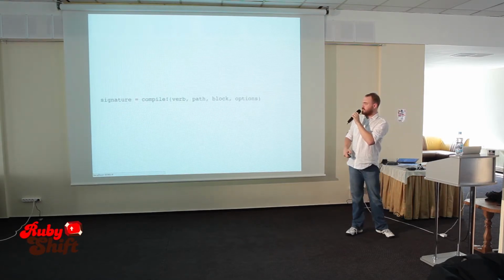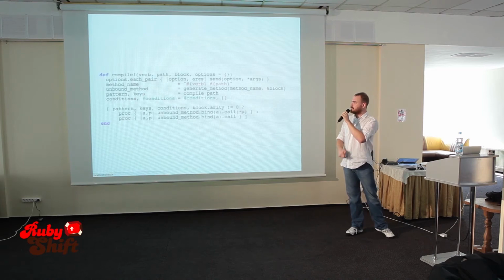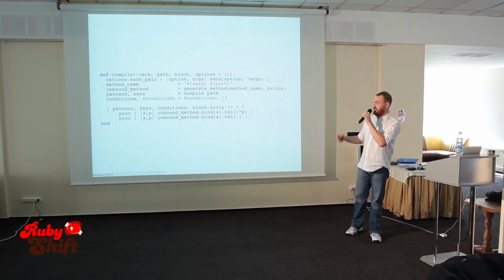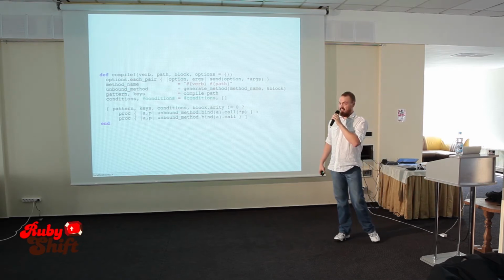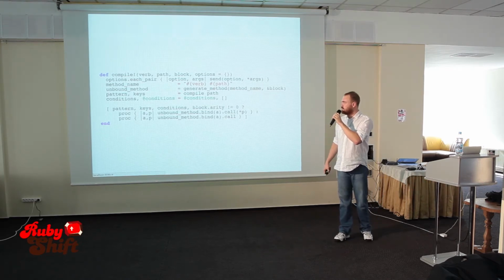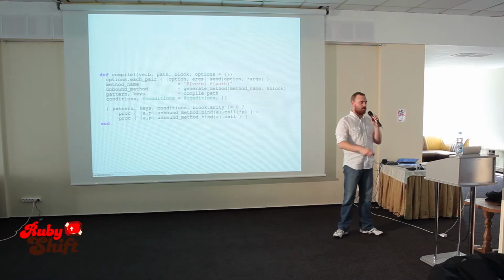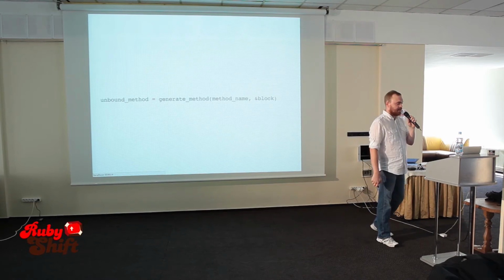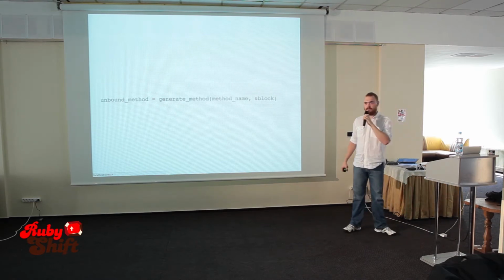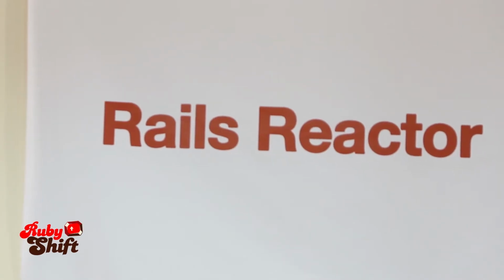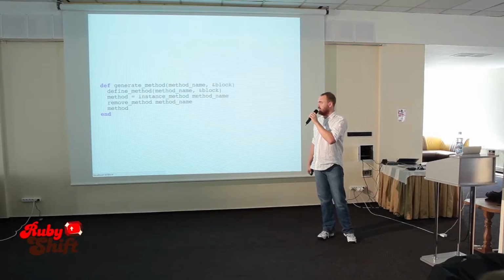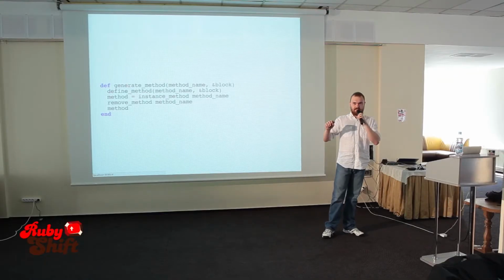So, okay, let's go to this compile. Again, this is where the meat is. So there are some options, method name, unbound name. Again, what's interesting here is unbound method, generate method. So again, we have to go deeper. And generate method is very clever.